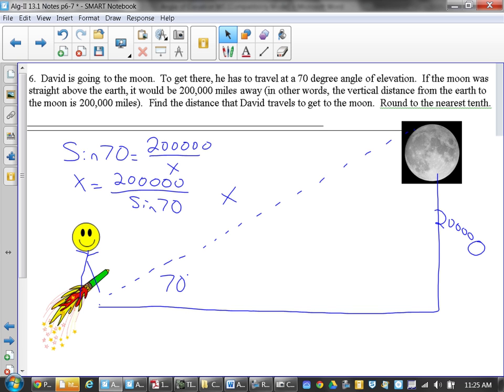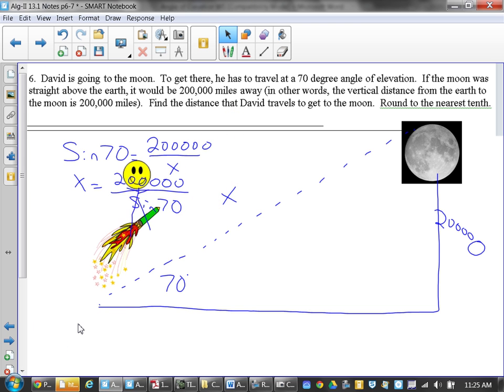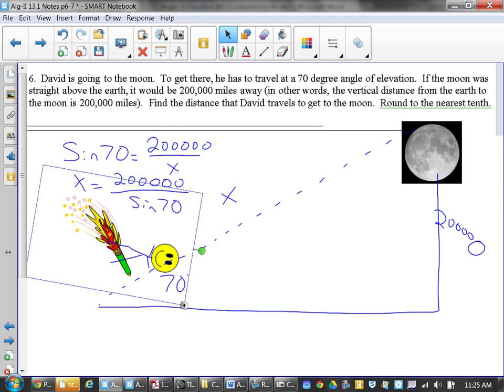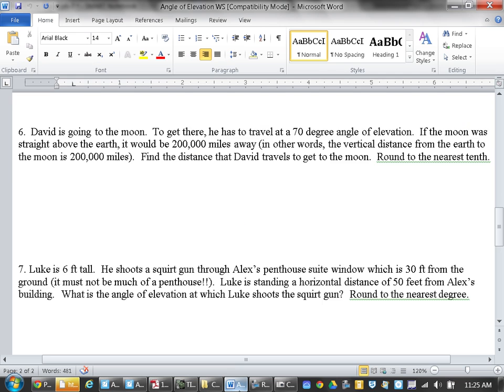All right, third time's the charm. Oh, and he died. Crashed. That looks like you had a bad burrito coming out of the moon. I love these problems.